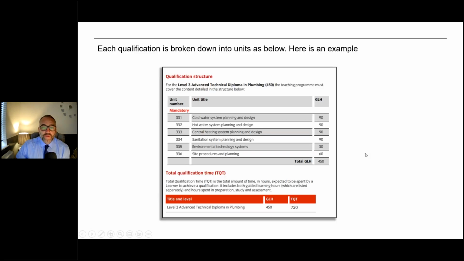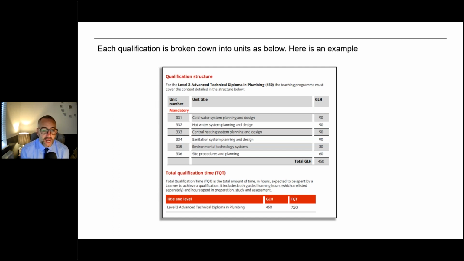So looking at the units themselves in terms of delivery, that was assessment and an overview of the assessment required in the qualification. Then you'll see in the handbook the GLH associated with the delivery of each unit. So I've used a snip from plumbing for this one. So you can see cold water is 90 hours, hot water is 90 hours, environmental technology just 30. So again, it gives you an idea of the amount of delivery you will require to bring the learners up to speed on that particular topic.